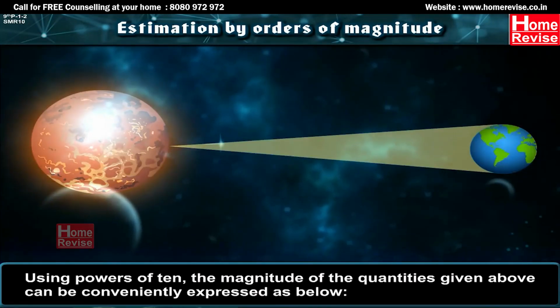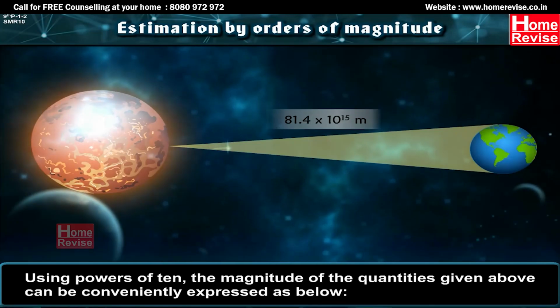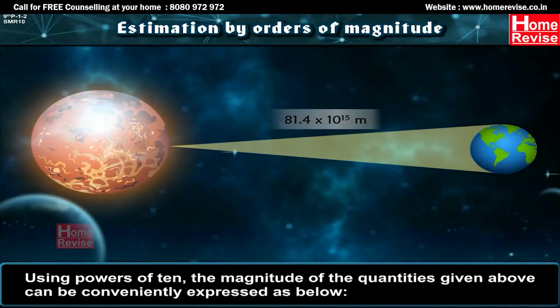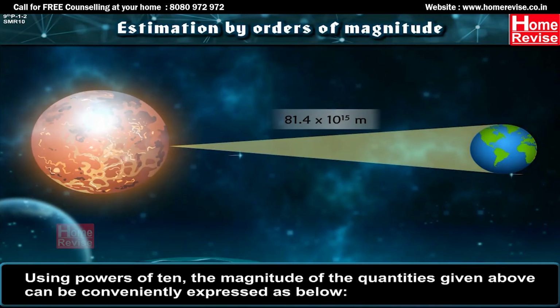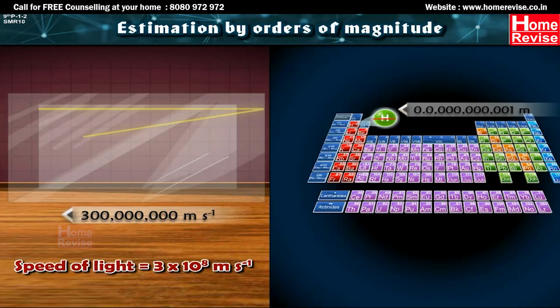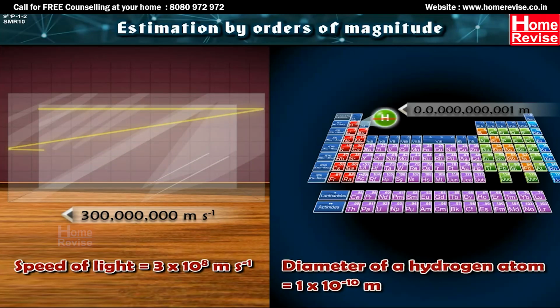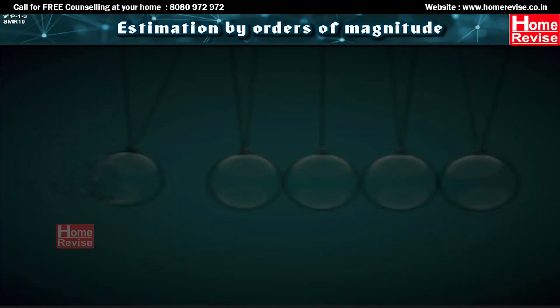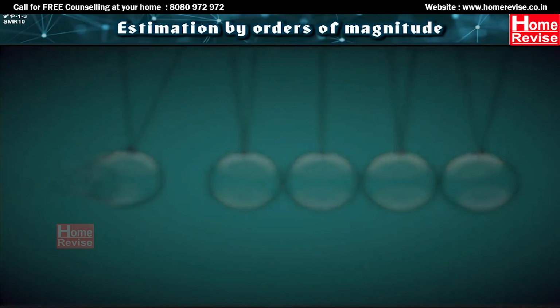Using powers of 10, the magnitude of the quantities given above can be conveniently expressed as below. Speed of light is equal to 3 into 10 raised to 8 meter per second. Diameter of a hydrogen atom is equal to 1 into 10 raised to minus 10 meters. Estimation by orders of magnitude.